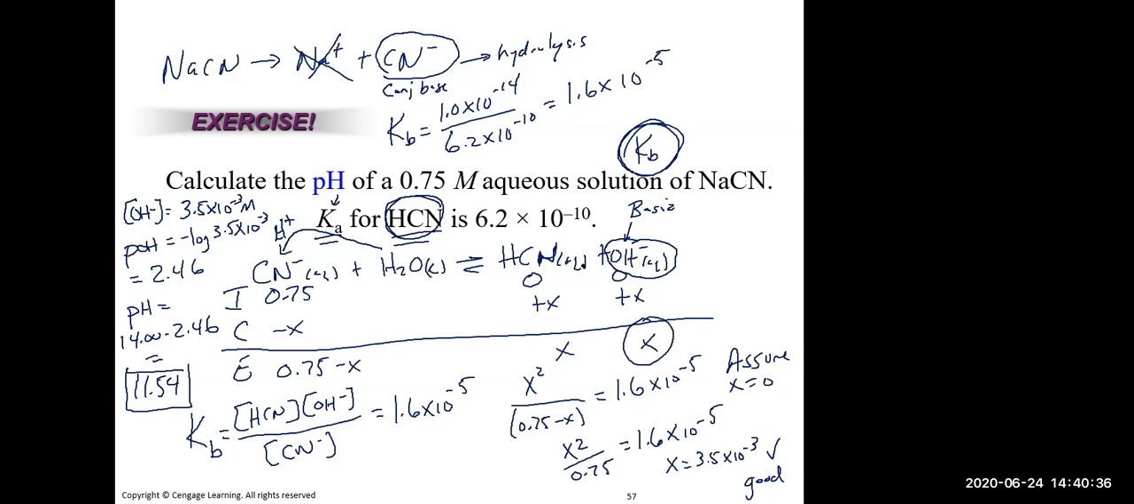So an acidic salt works the same way. The only difference is on the product side, you would produce H3O plus instead of OH minus. And the other difference would be once you solve for X, you could go right into the pH equation. Any questions on hydrolysis problems or salts? Okay.